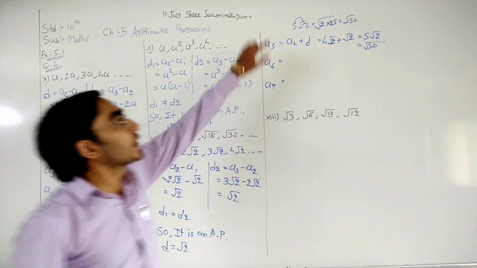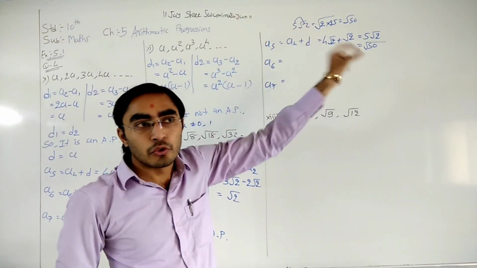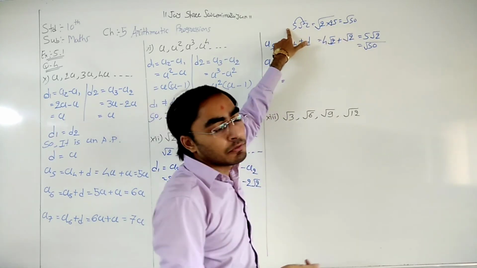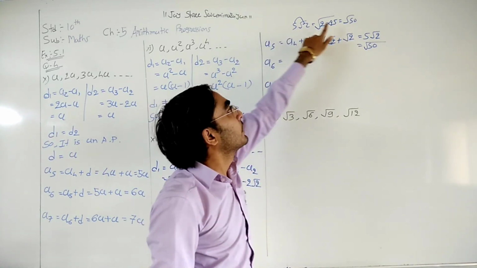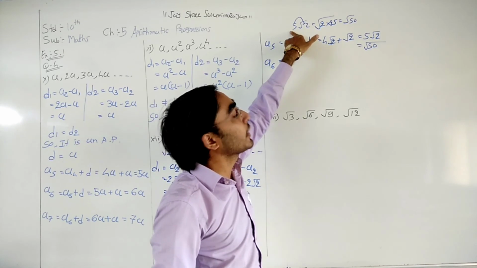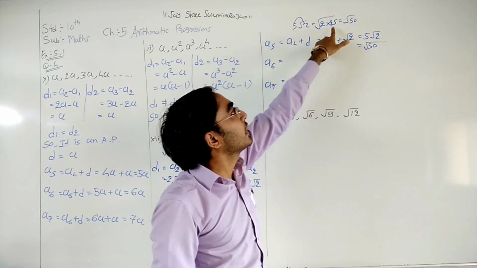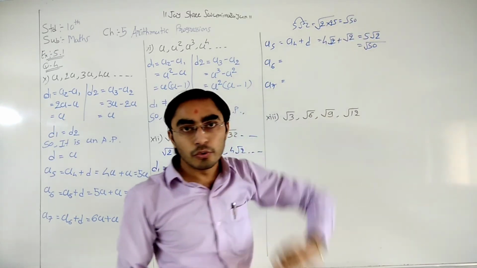Okay? If we transfer any number into the under root, we need to take a square, because the square root of 25 is 5, right? If we take the square root, it is 5. So if we transfer the outside number into the under root, we need to take a square of it. So 25 into 2 is 50.